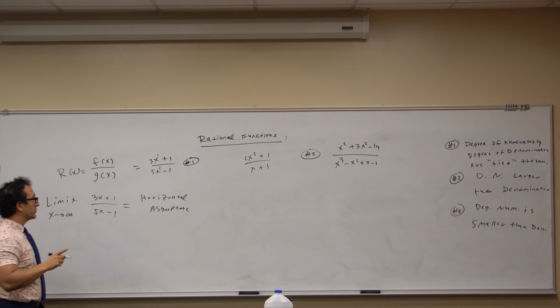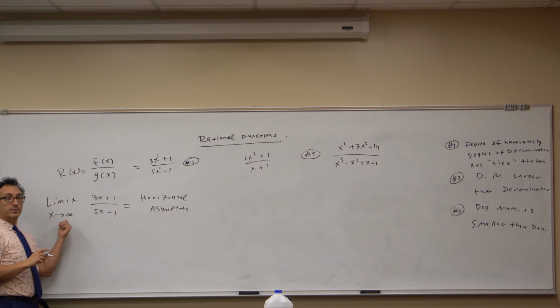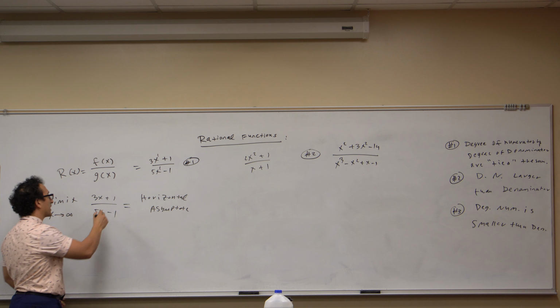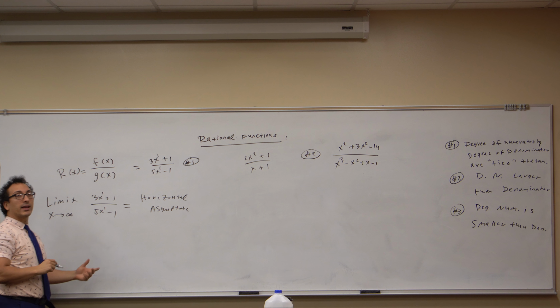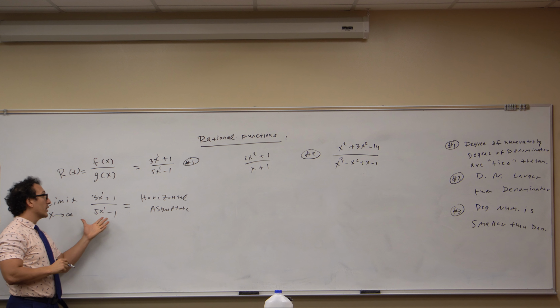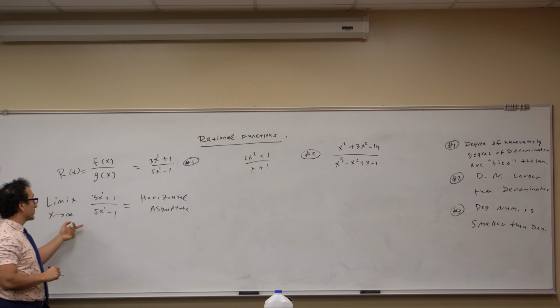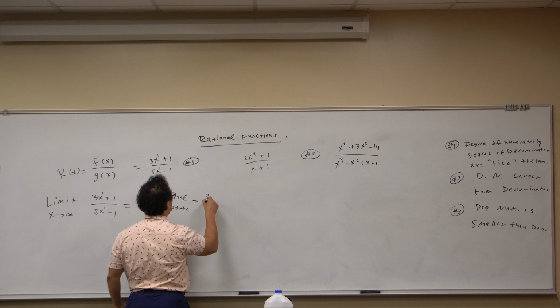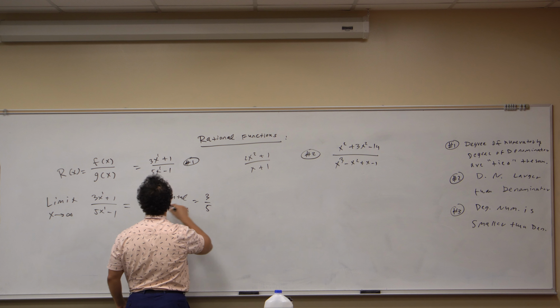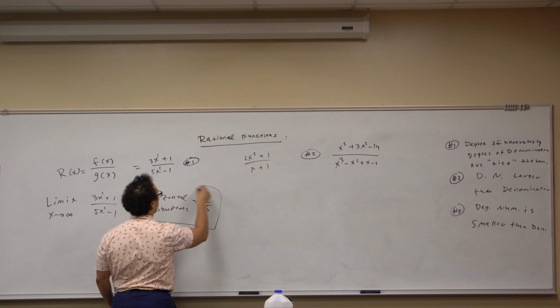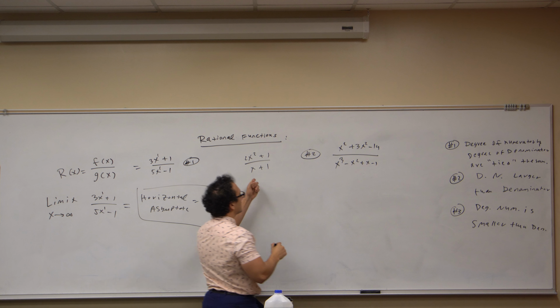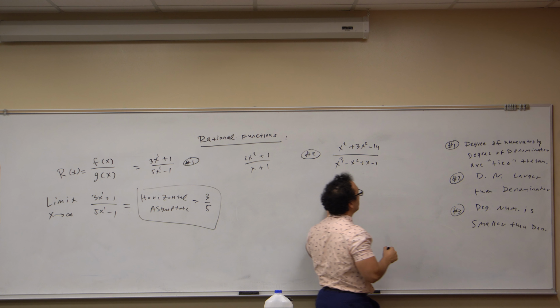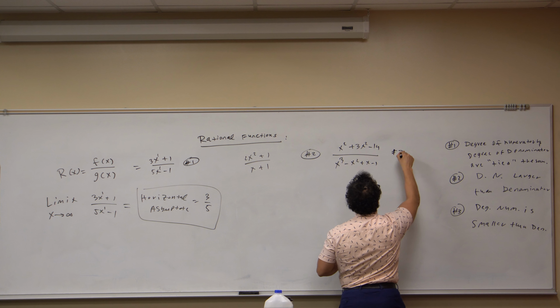In the case when you take a limit as x approaches infinity, if the powers are tied, here it's a 1-1 tie, the degrees are 1 and 1, the value of the limit as x approaches infinity is just the ratio of their leading coefficients, which is 3/5. This is the horizontal asymptote, 3/5. Now, let's discuss what happens in case 2 and case 3.